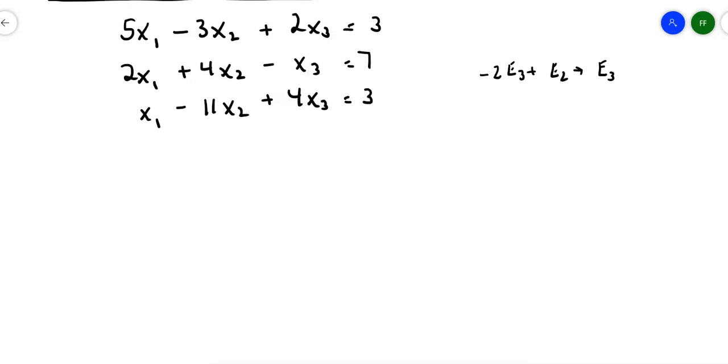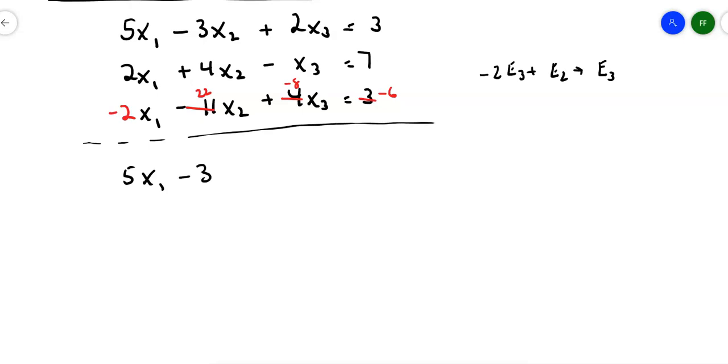So if I take negative 2 times equation 3, here, can I cheat and just go, this will become a negative 2. Instead of a negative 11, this becomes a positive 22. And instead of a positive 4, this becomes a negative 8. And 3 times negative 2 is negative 6. Good. So now my system becomes 5x sub 1 minus 3x sub 2 plus 2x sub 3 equals 3.